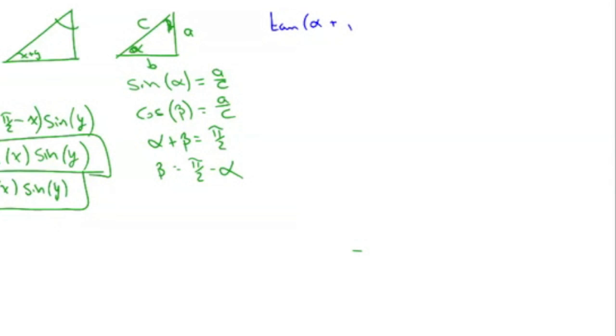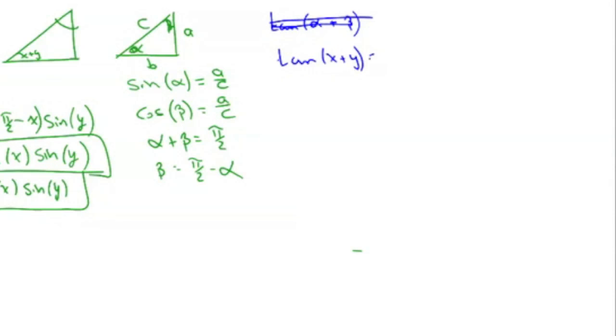of alpha plus beta. Let's get away from x and y for a little bit. No, I like x and y better. It's so hard to write alpha and beta. So, tangent of x plus y.